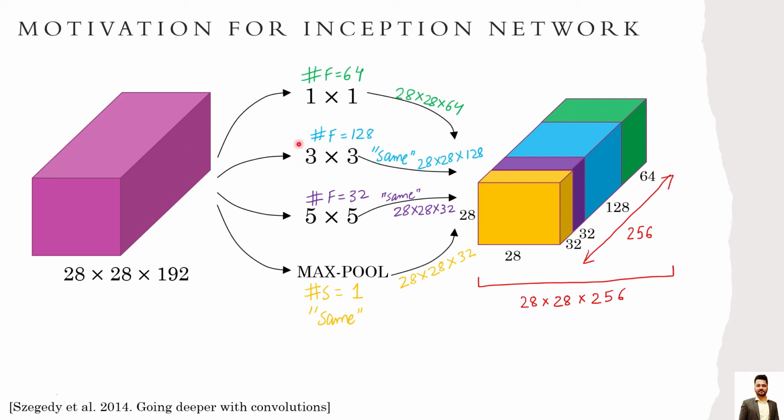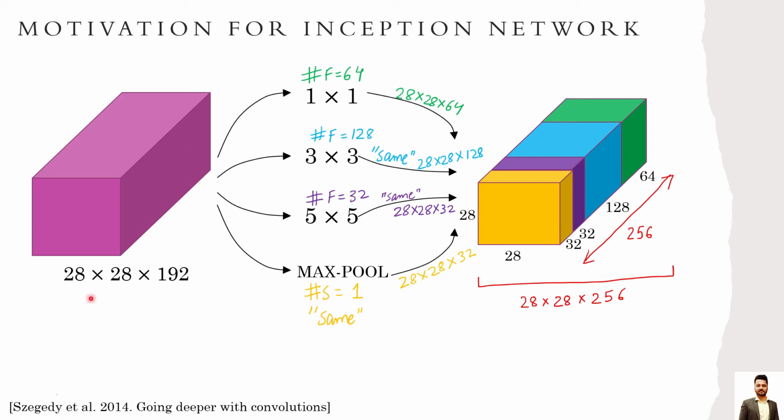Similarly, if we use a 3 cross 3 filter with same convolution and the number of filters as 128, the size will be 28 cross 28 cross 128, that is this blue cuboid here. Then with the filter size of 5 cross 5, number of filters as 32 and same convolution, we will get the size of 28 cross 28 cross 32, that is this violet cuboid. And then the max pooling with a stride of 1 and same convolution gives this size of 28 cross 28 cross 32. You can do it mathematically, but once we get all of these, we will get this combined size of 28 cross 28 cross 256.